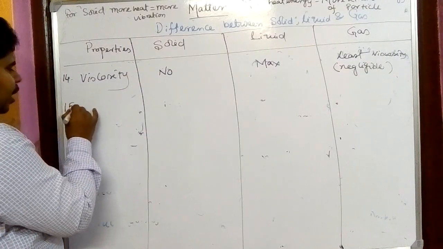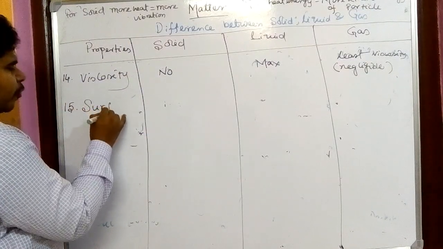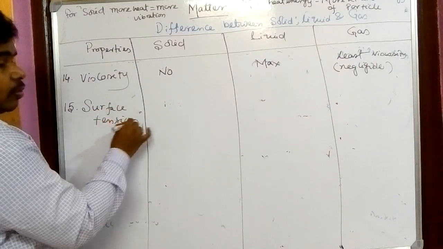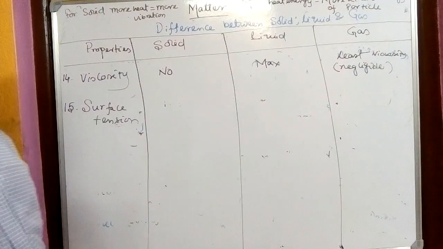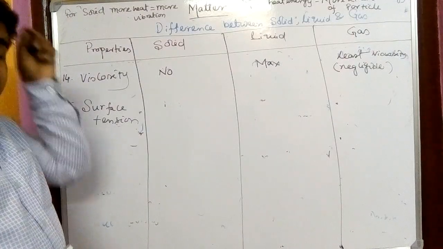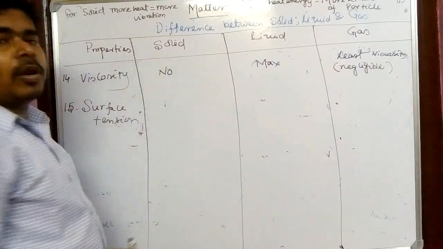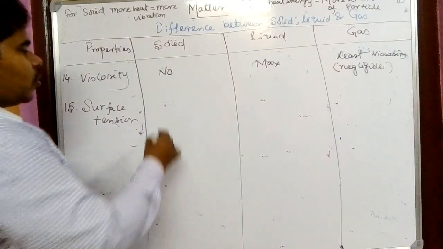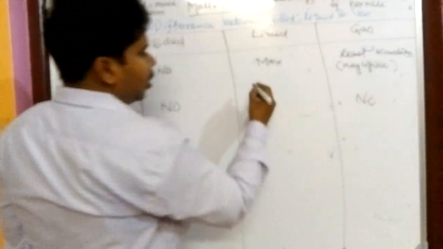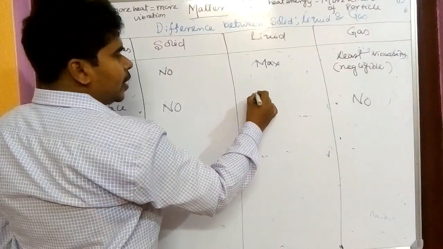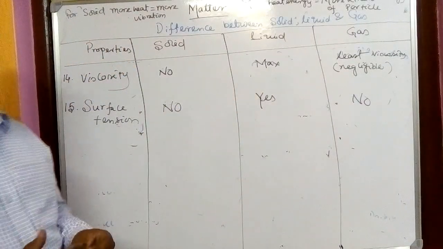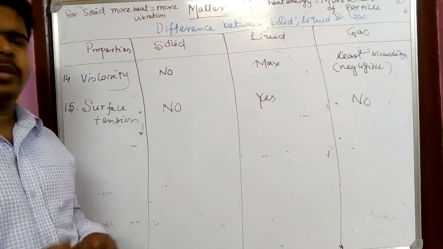Number 15 and last one, surface tension. Though there is the name tension, I am assuring you there is no tension. What is surface tension? That is also a property which is there for liquid only. For solid, no surface tension. For gas, there is no surface tension. Only the liquid is having surface tension. Now, a little discussion of what surface tension is.